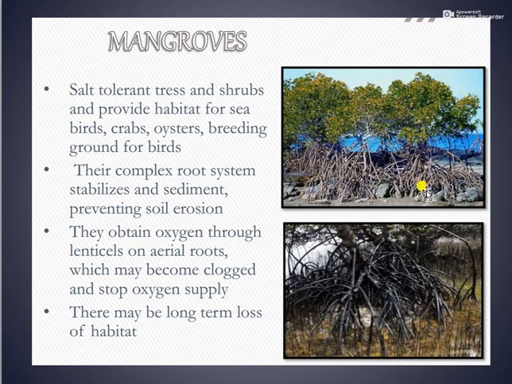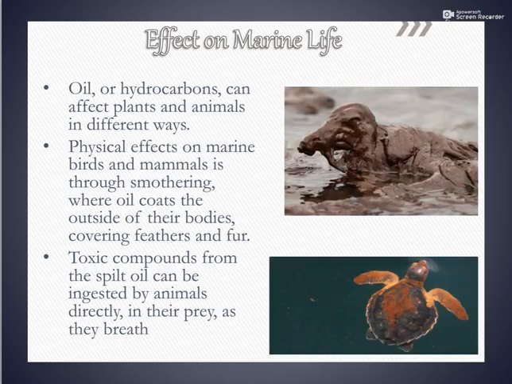In the case of mangroves, they get oxygen through their roots, and when the roots themselves are clogged by oil, or when they are coated with oil, the oxygen supply to the plants will be depleted, and then long-term loss of the habitat happens.